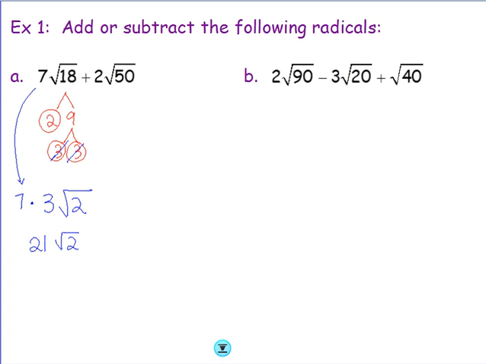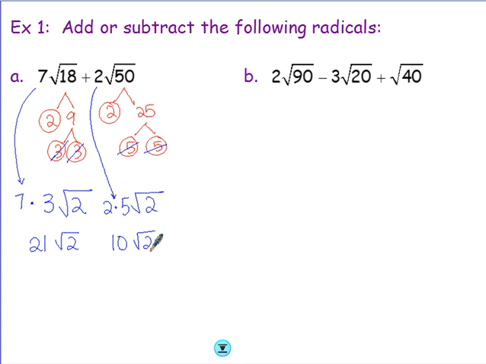The second one, 50, is 2 and 25. 25 is 5 and 5. Our pairs, there is a pair of 5's, so outside of the radical is a 5. This 2 is left inside. And of course, the 2 comes down with the 5, so we have 10 square root of 2. And then if we look in the middle of our original problem, that's a plus sign. So I'm going to bring the plus sign down.